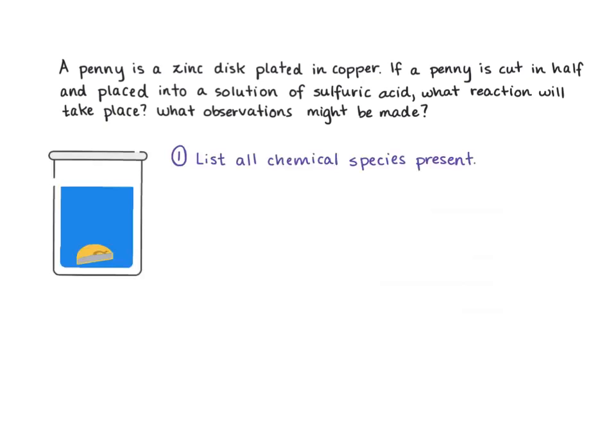The first step in the 5-step method is to list all chemical species present. Really important in doing this is to dissociate any soluble ionic compounds and to ionize any strong acids.